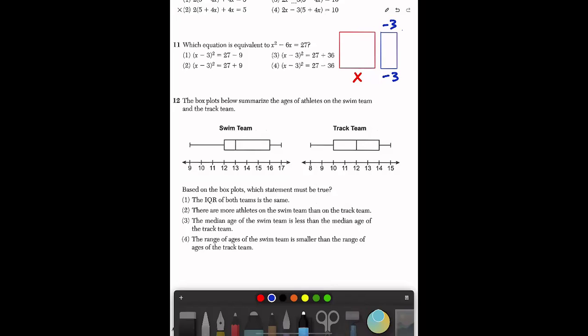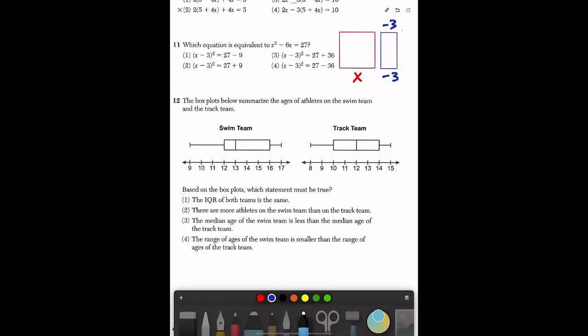This is question 11 from the June 2025 Regents exam. Basically, it's just a completing the square question if you saw that. But even if you didn't see it, you could still find the answer by just graphing each equation and solving for x. So I'm going to do it algebraically.